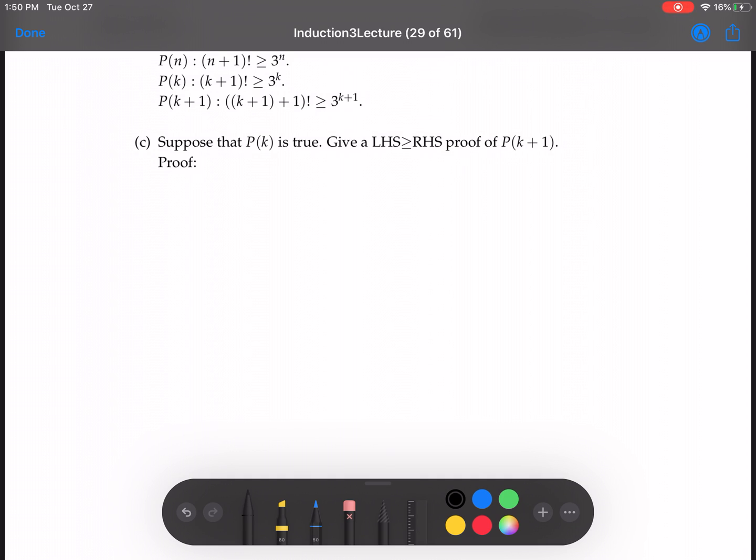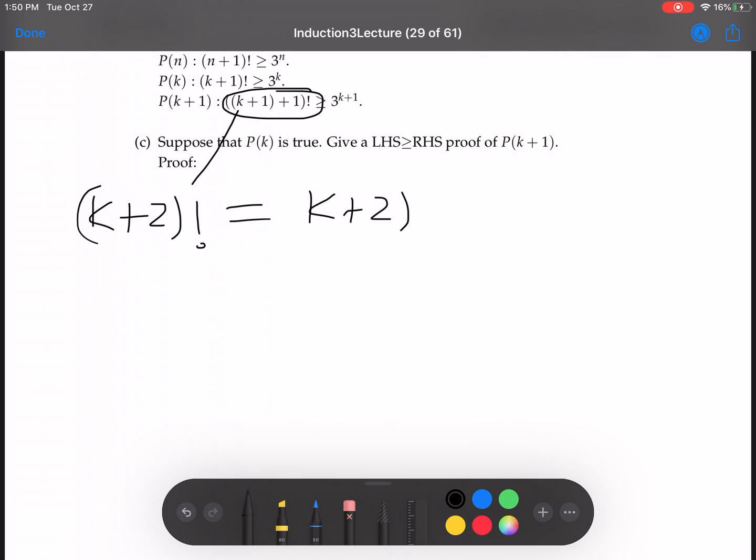So the first thing is that (k plus 1) plus 1 factorial, right? This is just k plus 2 factorial, which is equal to k plus 2 times k plus 1 factorial. Right, so I talked about why this was in a previous video.